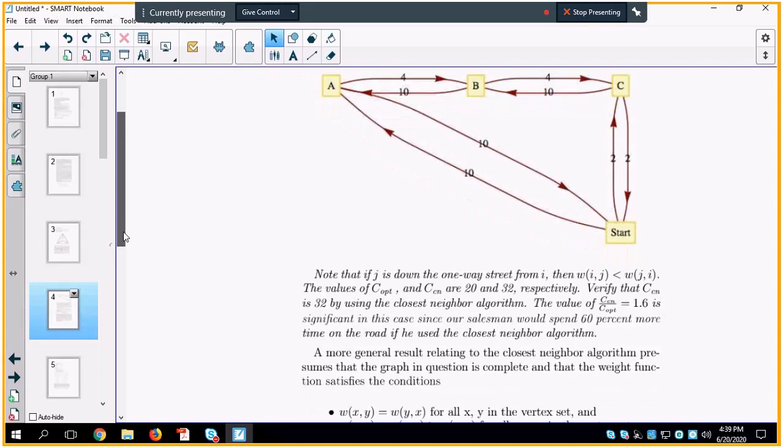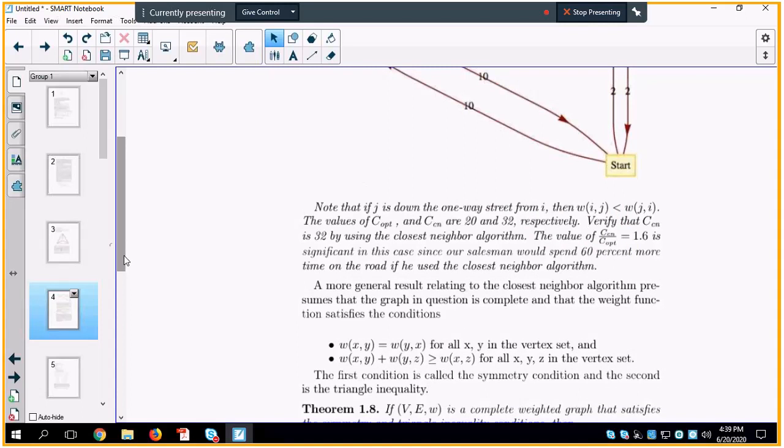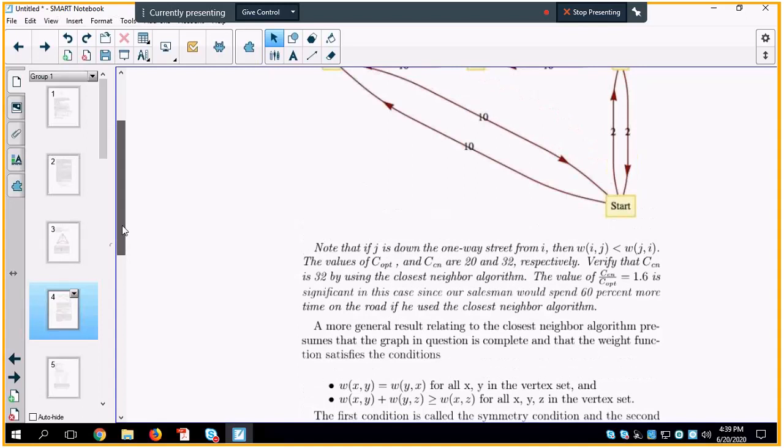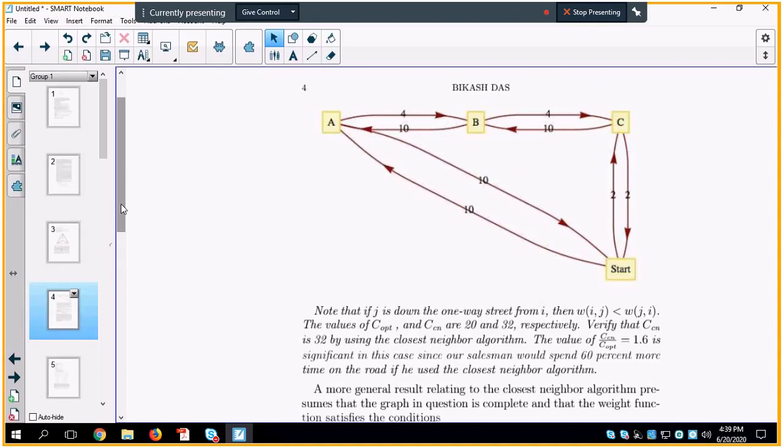The values for the optimal and closest neighbor circuits are 20 and 32 respectively. Then it asks us to verify that the closest neighbor cost is 32. So we can do that quickly. I have to start at start. So it costs me 2 to get to C. Then I only have one choice. It costs me 10 to get to B. It costs me 10 to get to A. And it costs me 10 to get back to C. So that's 32: 10, 10, 10, and 2.